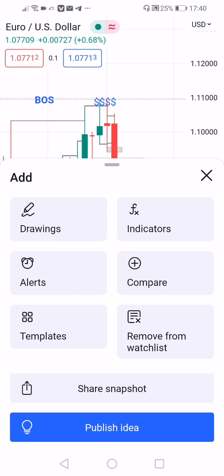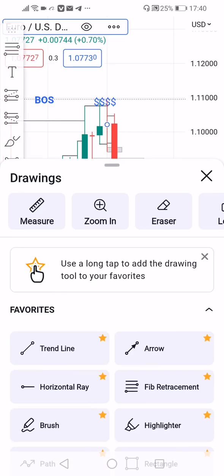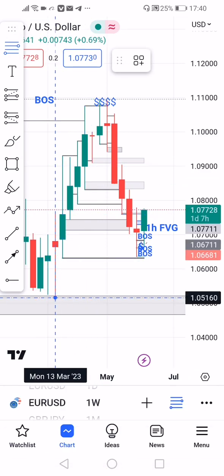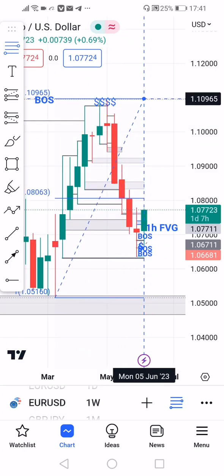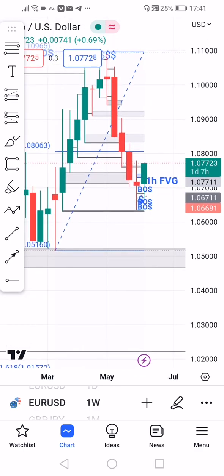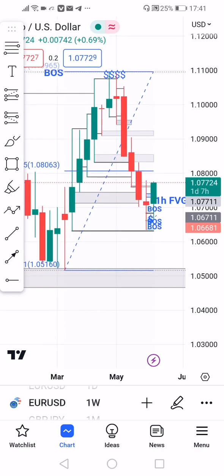Especially because I use a computer, this TradingView on the phone disturbs me a lot. I only use it for study purposes. But let me look for a fib. Here it is. So I used my fib, and below the 50% or the 0.5, it's the discount area, and above it is the premium area.